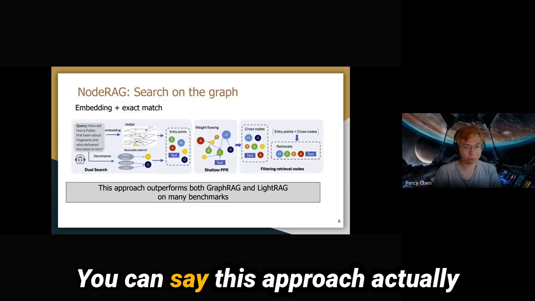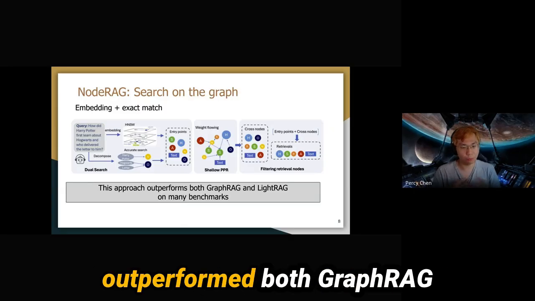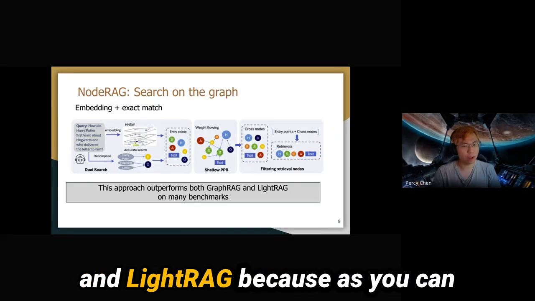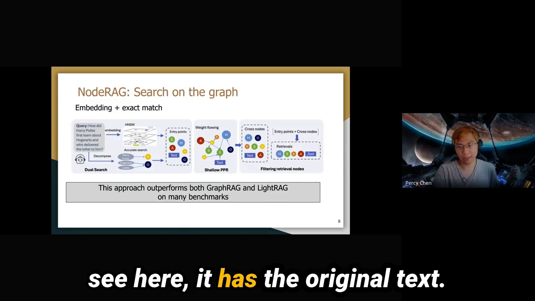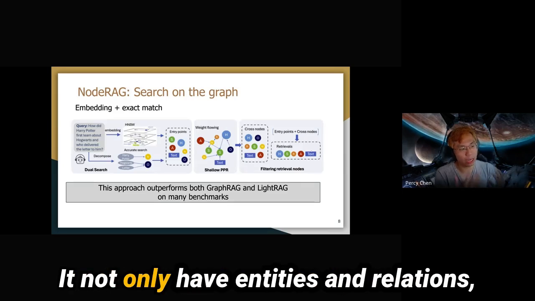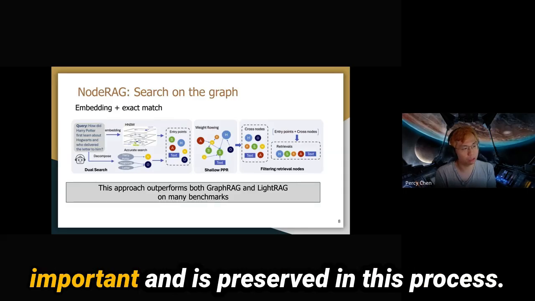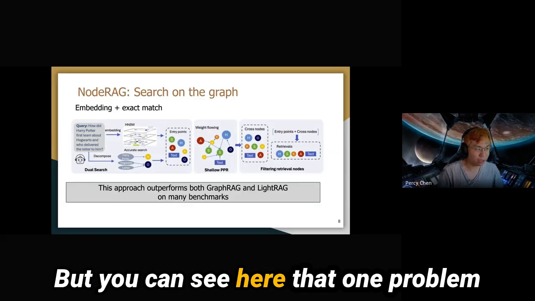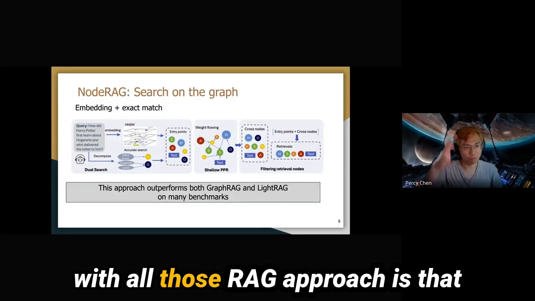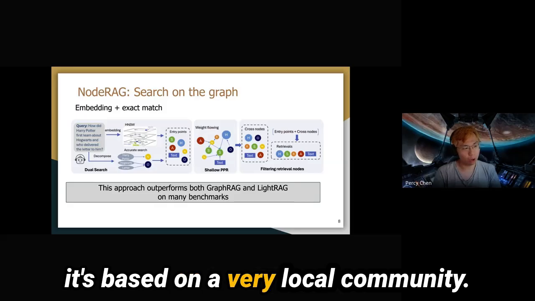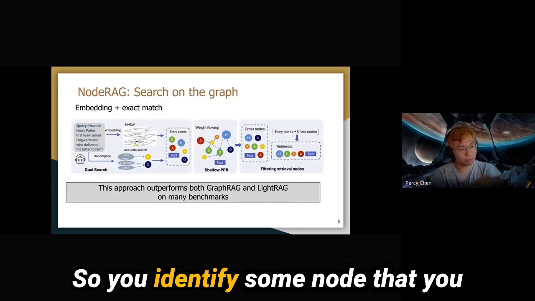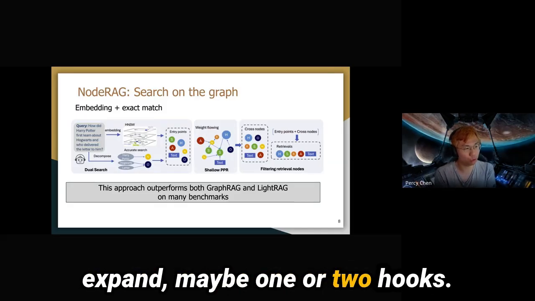You can say this approach actually outperforms both GraphRAG and LightRAG because, as you can see here, it has the original text. So it not only has entities and relations, but the original text information is very important and is preserved in this process. But you can see here that one problem with all those RAG approaches is that it's based on a very local community. So you identify some node and you expand maybe one or two hops.